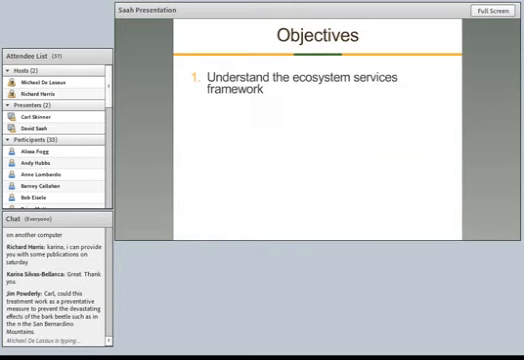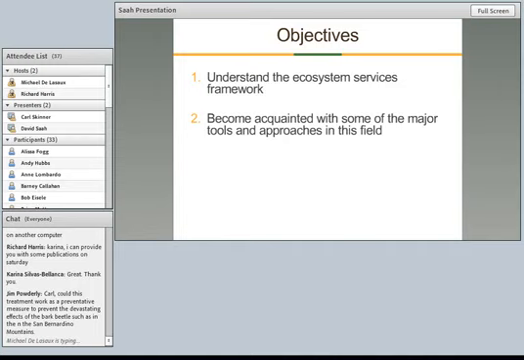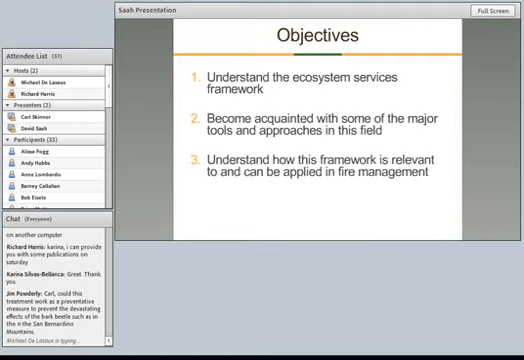Objectives, I want to give an understanding of what ecosystem services are, give you guys a framework, maybe come up with a standard vocabulary to set this conversation going. I want you guys to be acquainted with some of the major tools and approaches and methods that people use for quantifying ecosystem services. We'll talk about that a little bit.